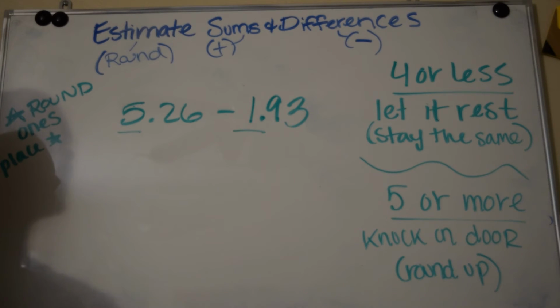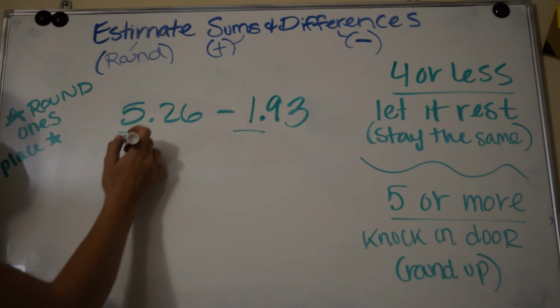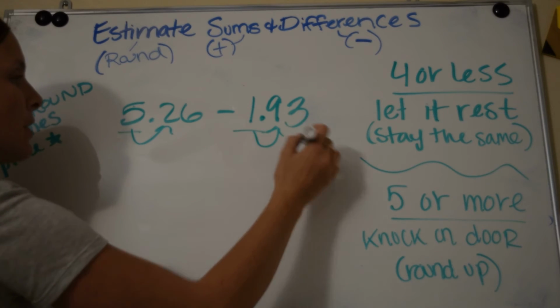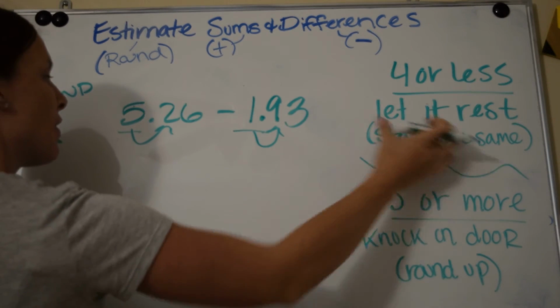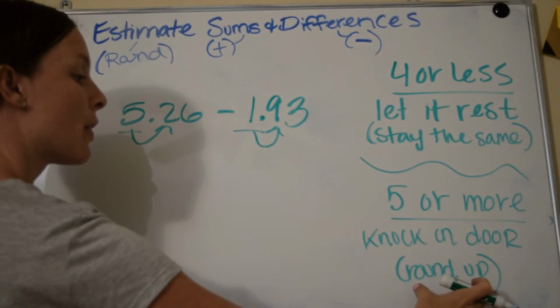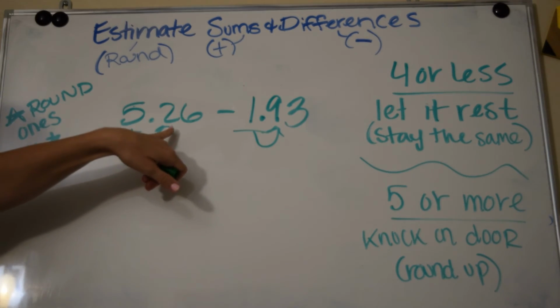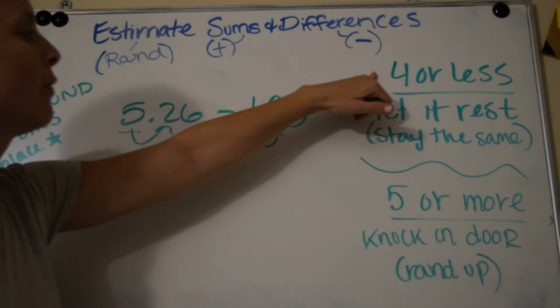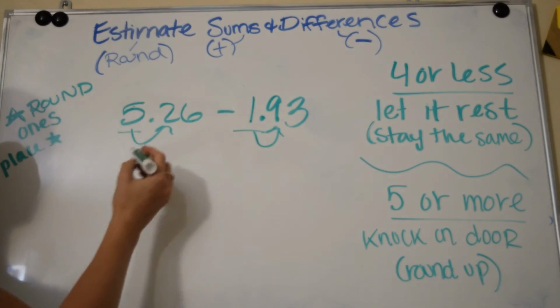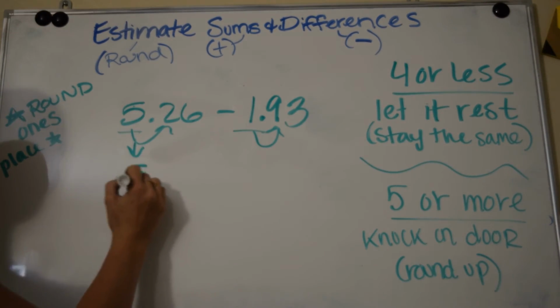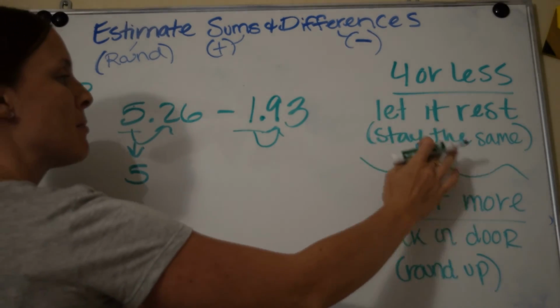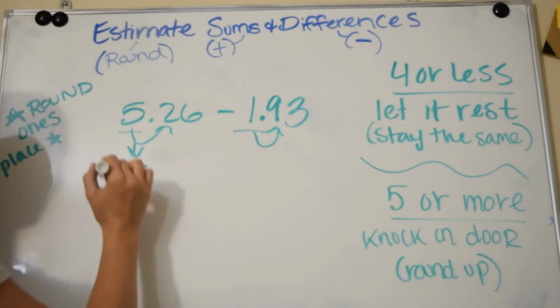We have a 5 and a 1, so we're going to round by looking at the number to the right and determining if we're going to let the number stay or if we're going to round up, and that's all we do. So next to the 5 is a 2. A 2 is 4 or less, so let it rest. So this becomes a 5. The 5 stays. And that's what I mean by let it rest. It stays the same.